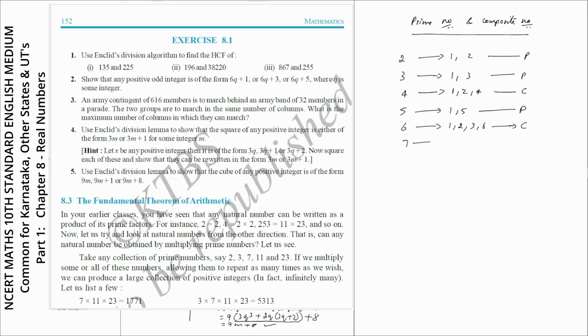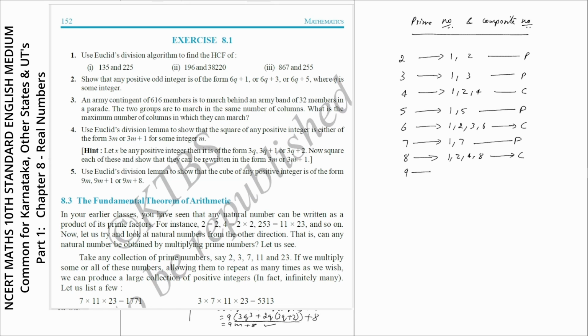So what about 7? Factors of 7 are 1 and 7 only. It's not divisible by any other number. Therefore, this is a prime number. What about 8? Factors of 8 are 1, 2, and 4 is also a factor. 4 divides 8, and 8. So this is not a prime number. Therefore, this is a composite number.